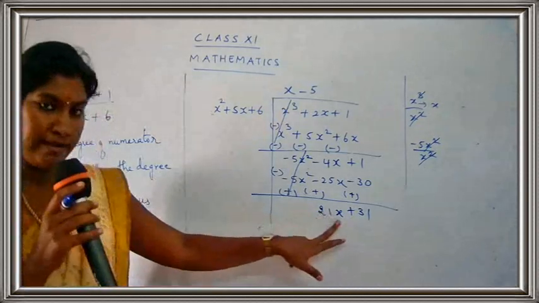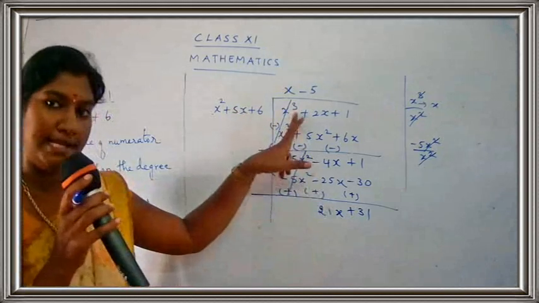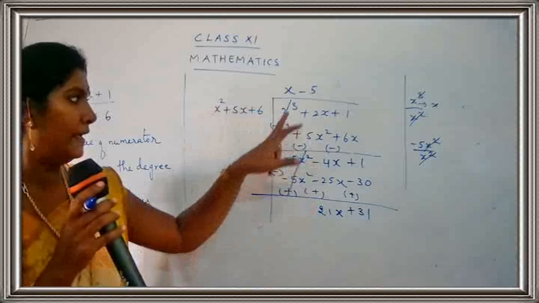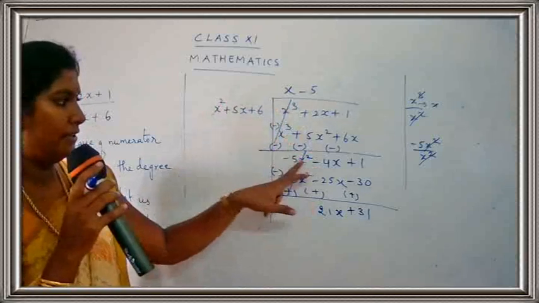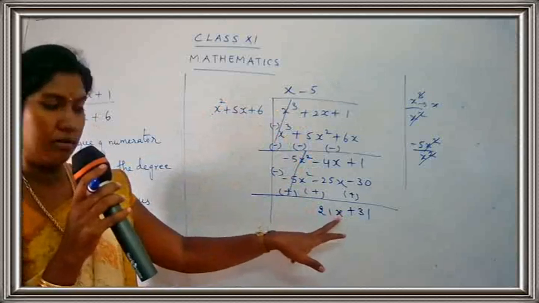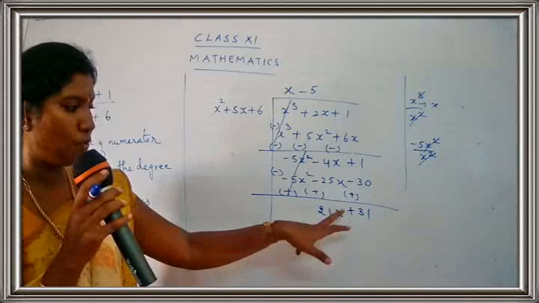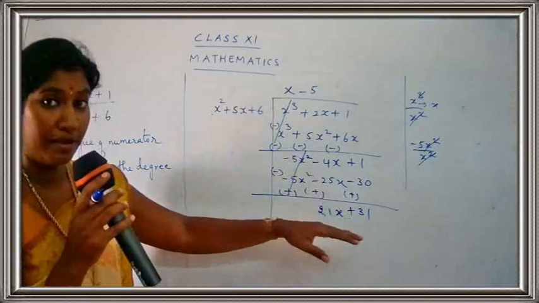Now the degree is 1 here and the degree is 2 here. So we cannot divide. We can divide when you have a higher degree or an equal degree. Here the degree was greater, so we divided. Here the degrees were the same, so we divided. But here the power is less. Here the power is 1, here the power is 2. So we cannot divide. So this is our remainder.